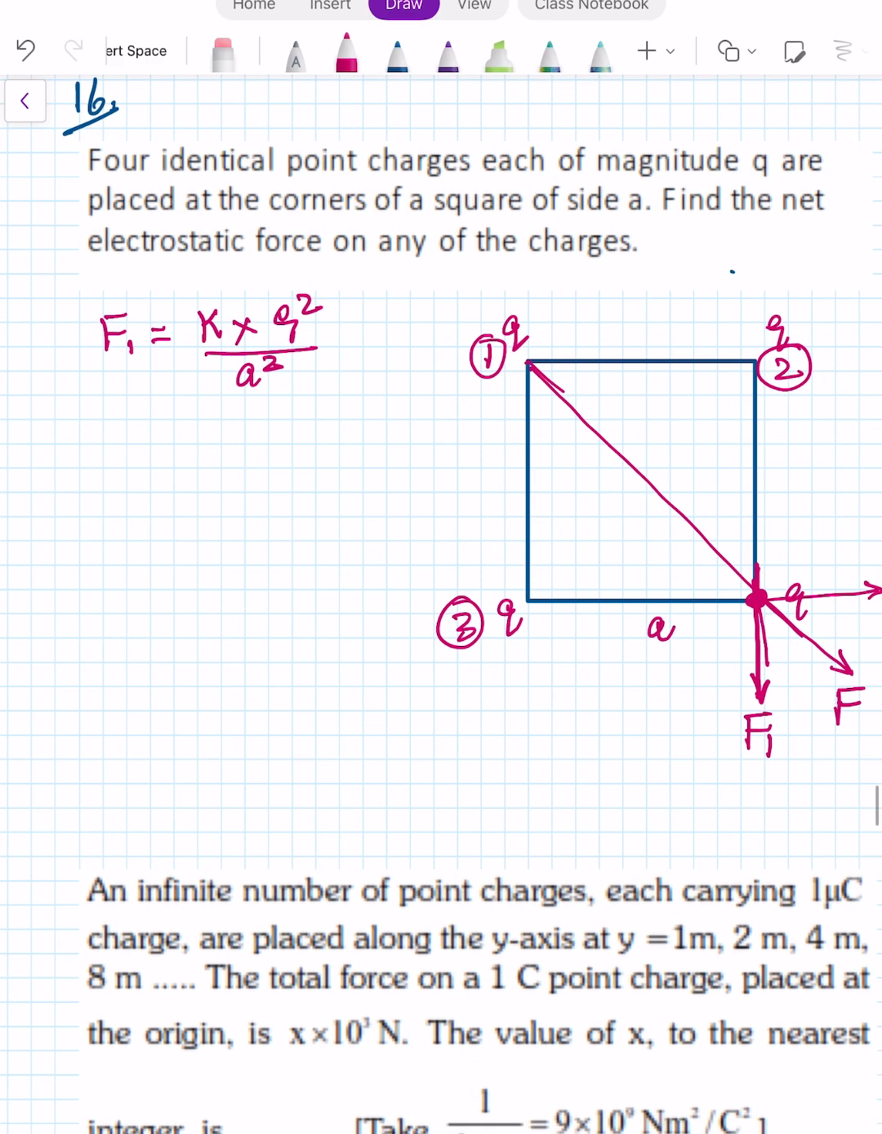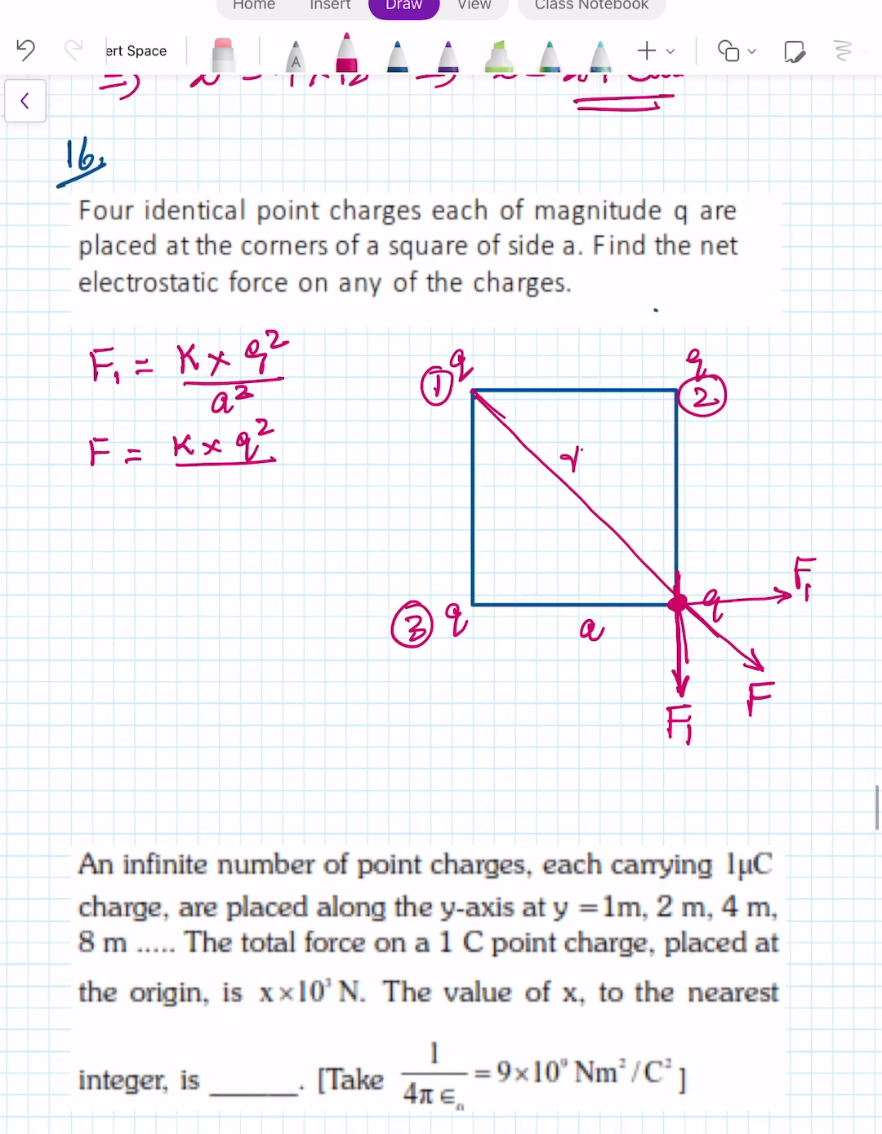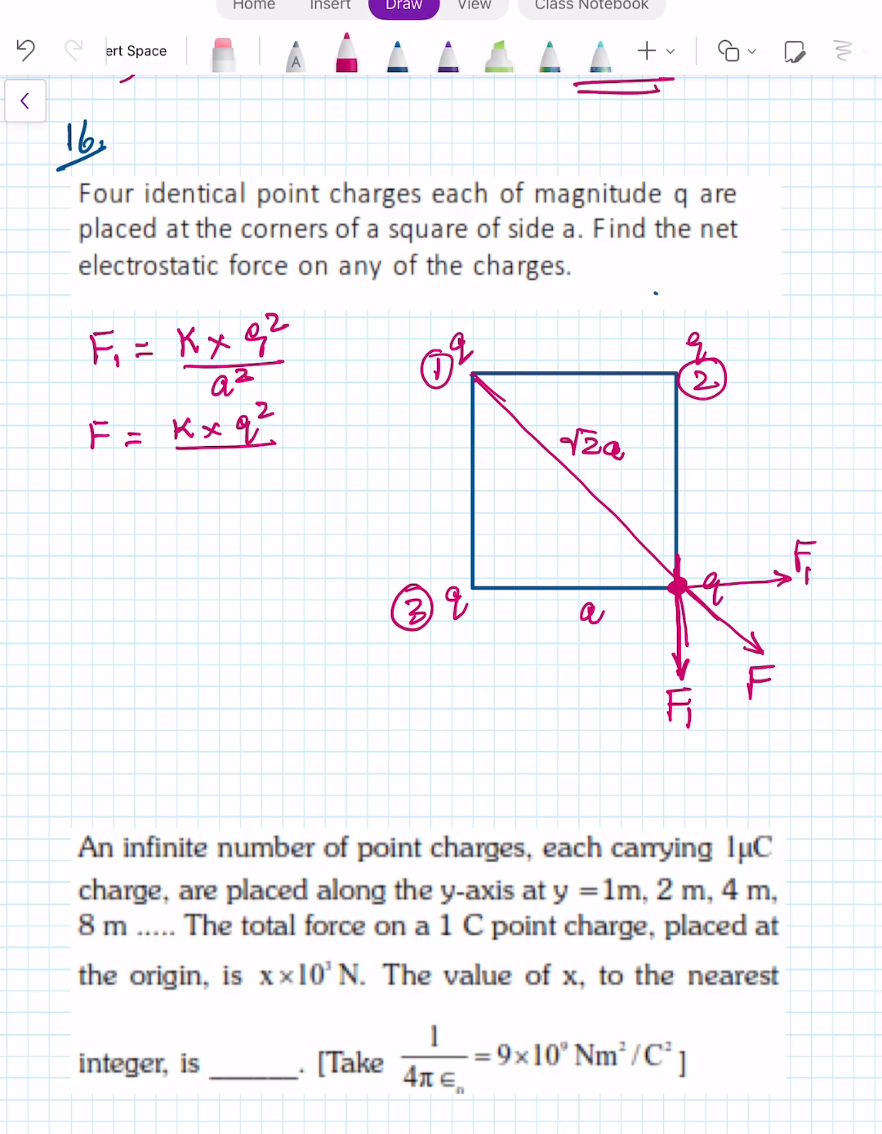Right? And the value of F will be 1 upon 4 pi epsilon naught, q1 q2 upon this distance, which will be root 2 a. So root 2 a whole square will be 2 a square.